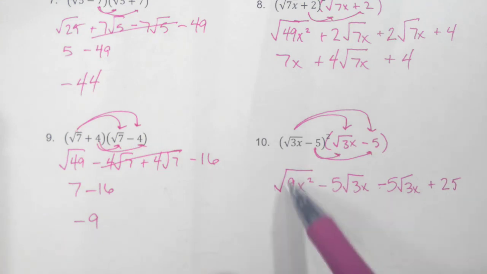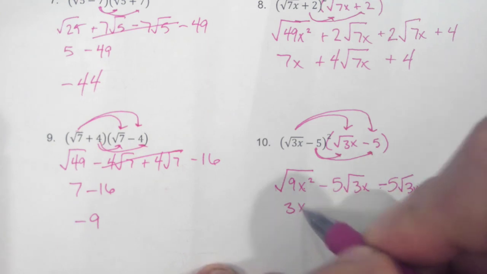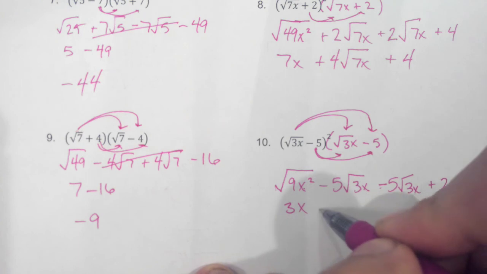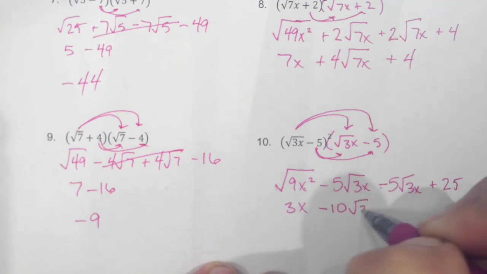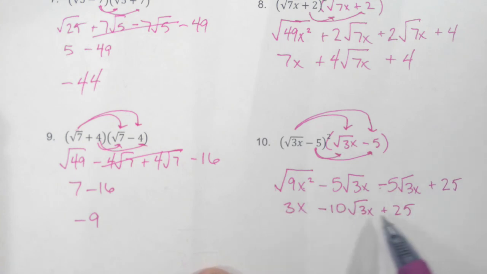Okay, let's simplify. Both of these are perfect squares. The square root of 9 is 3. The square root of x squared is x. Negative 5 square roots of 3x minus 5 more square roots of 3x would be negative 10 square roots of 3x. And then plus 25 at the end. Do any of those combine any further or simplify any further? Nope. So that's going to be our final answer again.